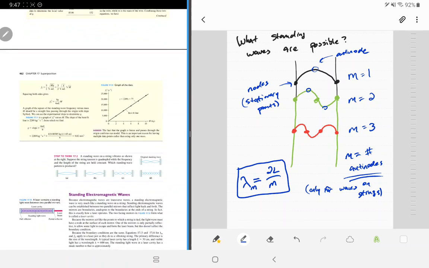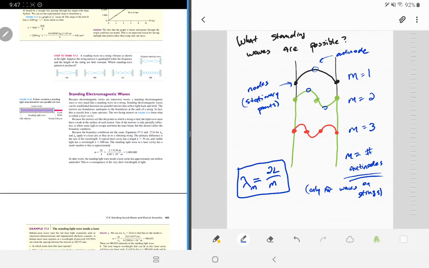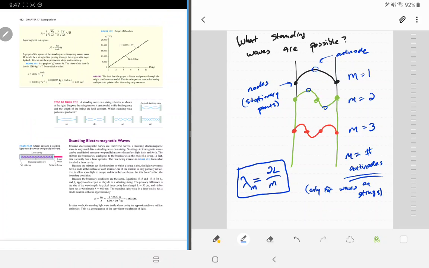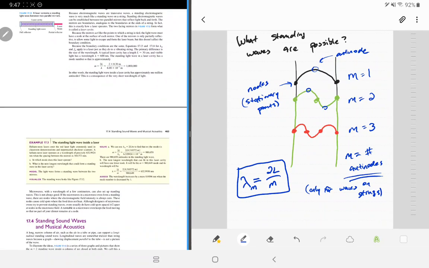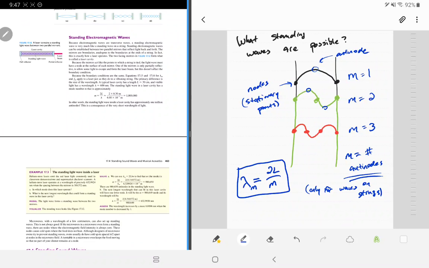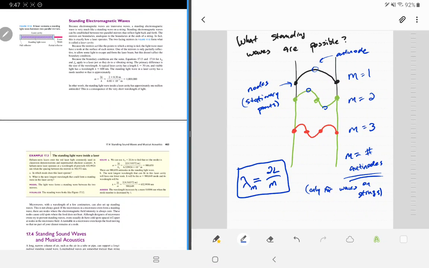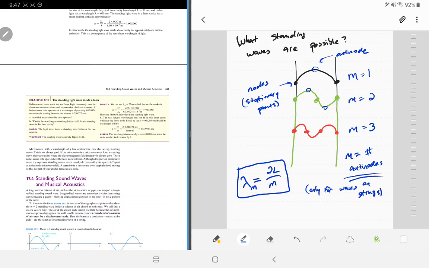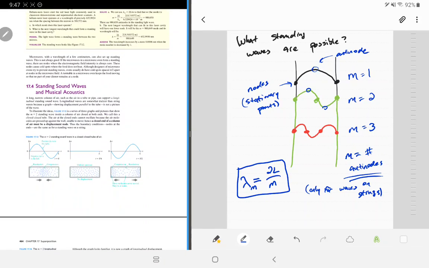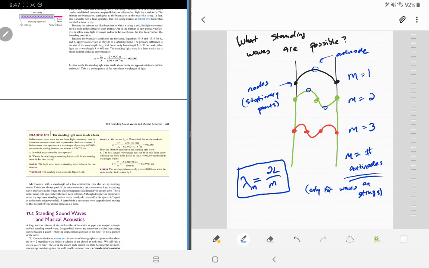The rest of the section is just saying that these ideas are important for standing E and M waves. For example, your microwave is producing standing E and M waves, and there are applications with lasers too. They leave that as an example. Okay, we'll talk about standing waves with sound next time.